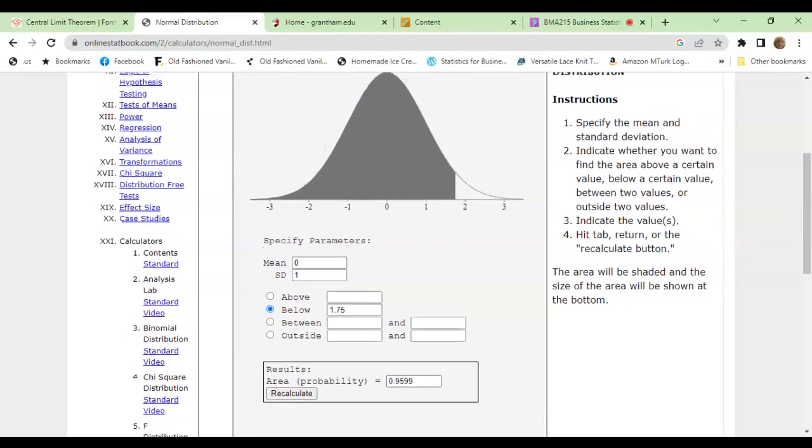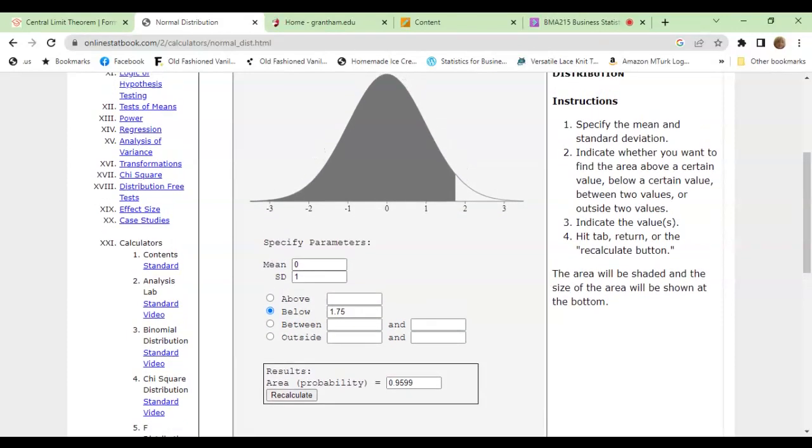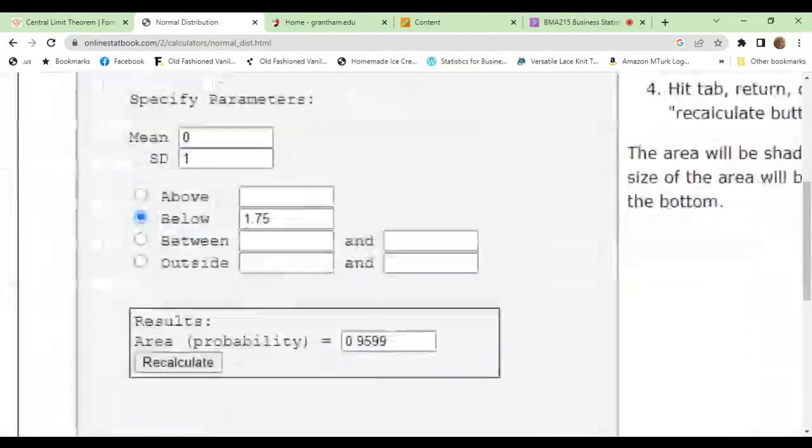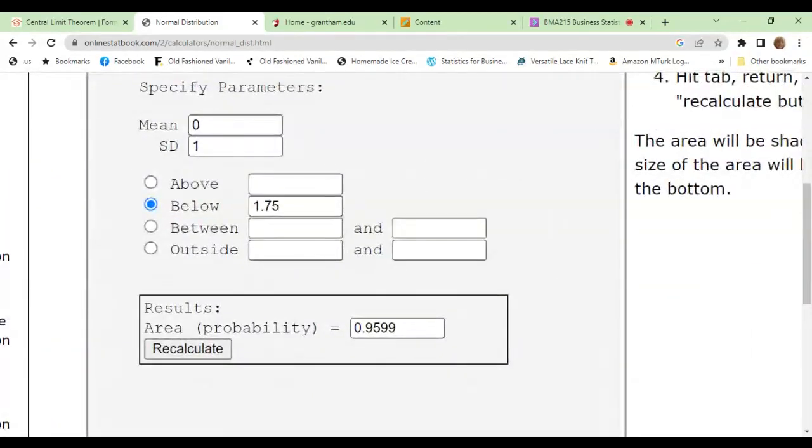So that's why you should draw a picture first to see what you should expect. And you should see here on the x-axis, I'm at 1.75, 1 3/4, and I go to the left. It's less than that. So this shaded area is the probability, which is 0.9599.